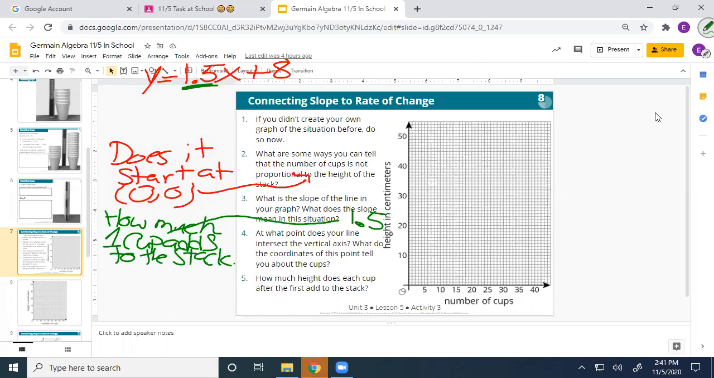Exactly. 1.5, our constant rate of change in this story, represents how much one cup adds to the stack.